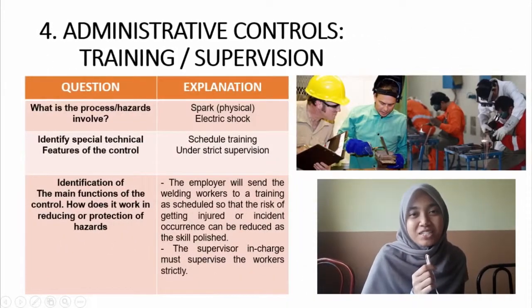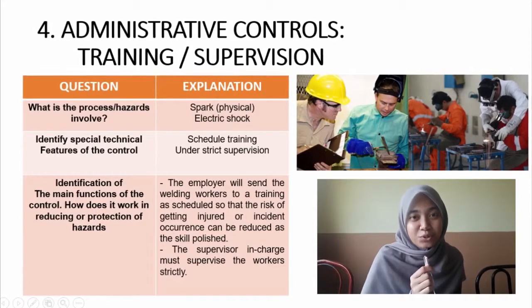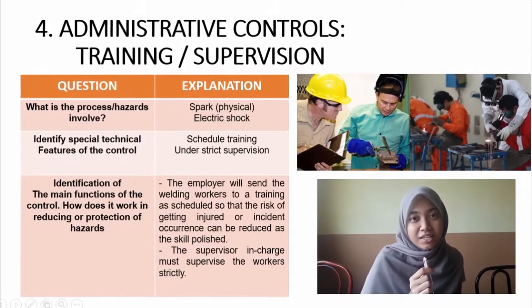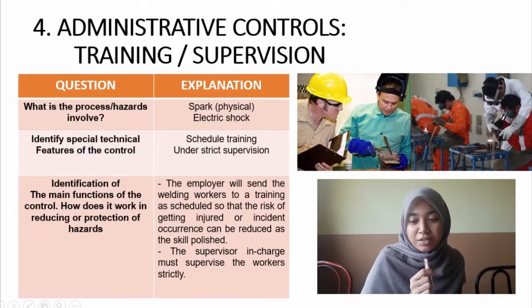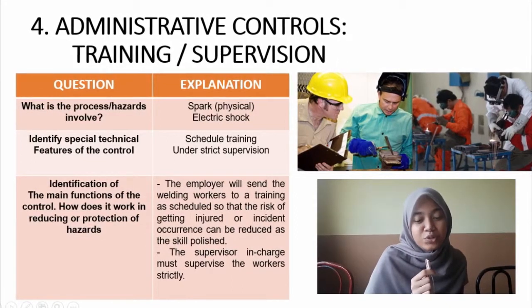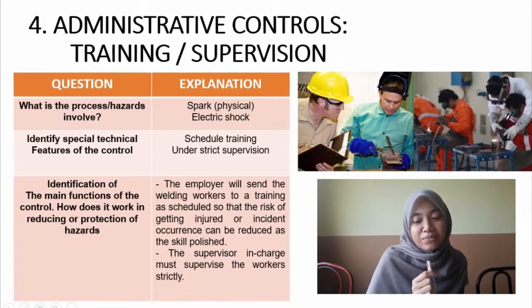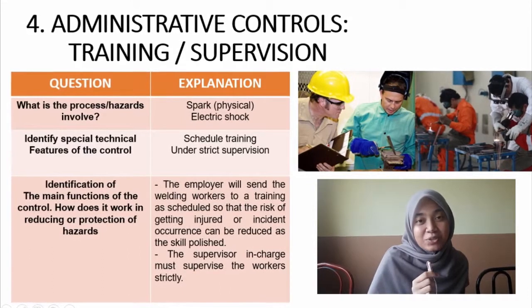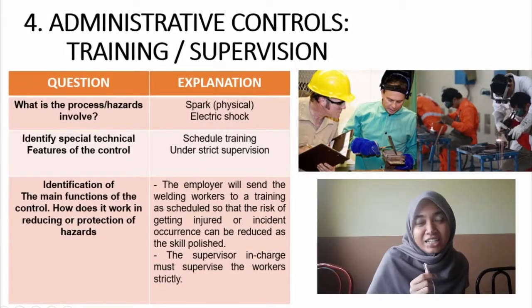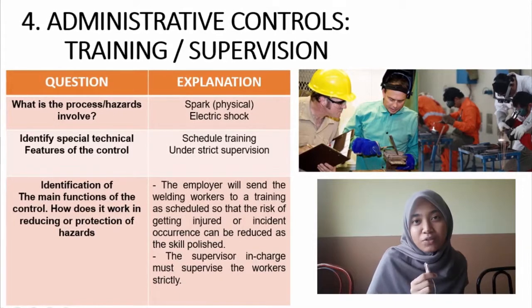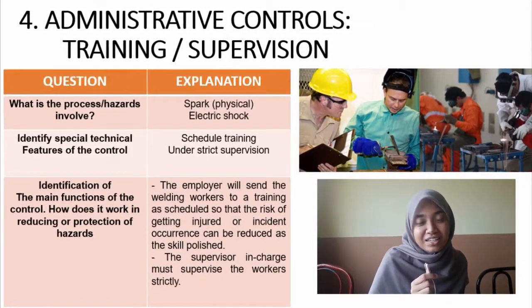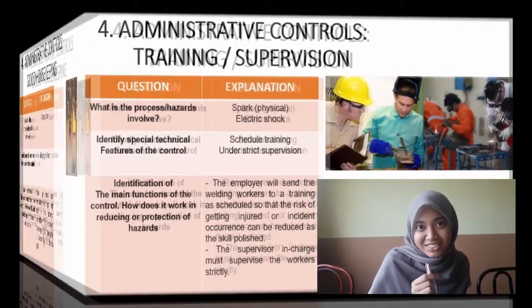For training or supervision under administrative control, we can take welding work as an example. The hazard, for example, is the spark produced during the welding. It can be controlled by providing scheduled training for the workers, as the training can polish the skill of the workers and thus reduce the risk of getting injured.